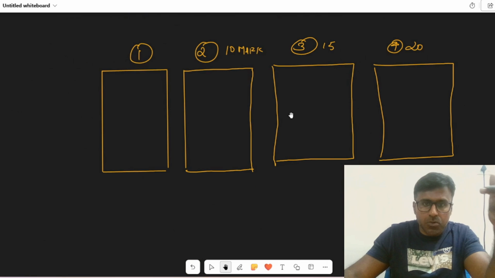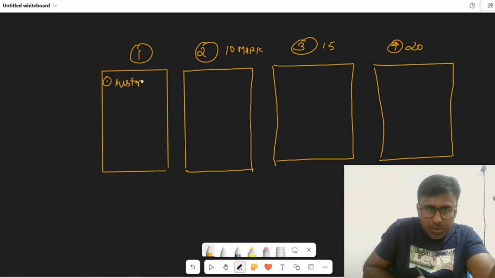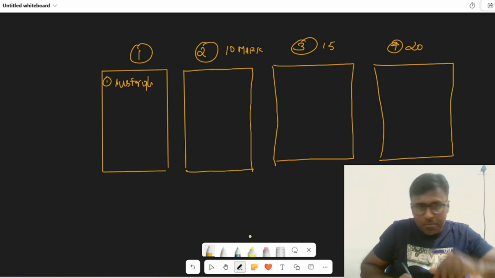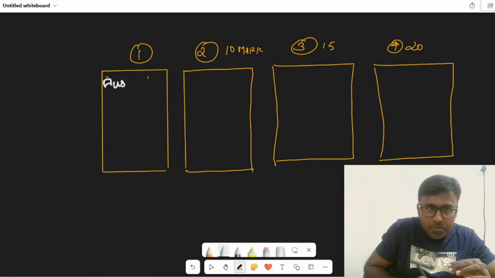The first thing that you should do is write what is Australopithecus. I'm just structuring here, so you should not write all this. Maybe sometimes students make that mistake as well. So you write what an Australopithecus is, and you should write that in the first paragraph.